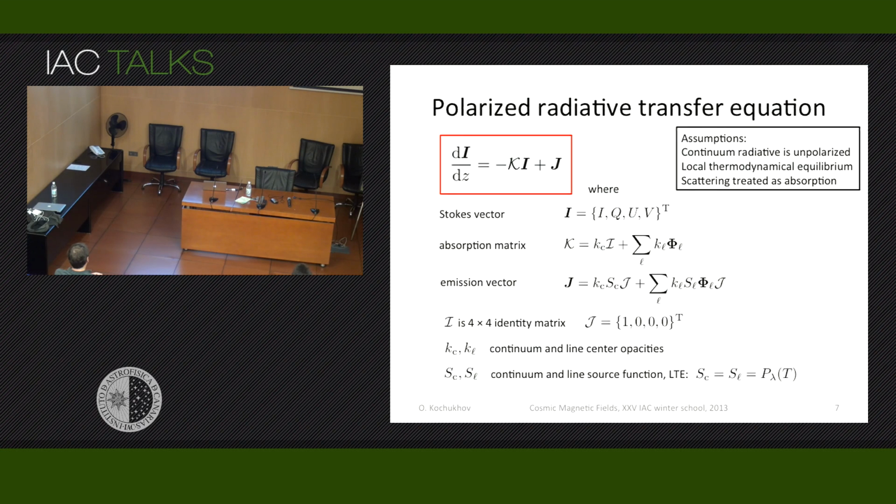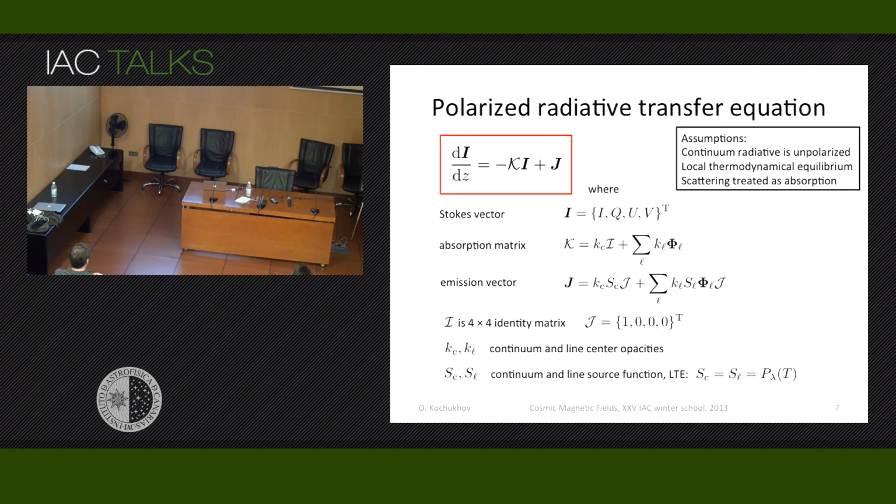Now, to simplify my life and to get through all this in a reasonable amount of time, I make these assumptions. I assume that the continuum is unpolarized, which is valid for the vast majority of magnetic stars. I also assume local thermodynamic equilibrium. That means that my continuum and line source functions are equal and are both equal to the Planck function. So they're just functions of wavelength and temperature.